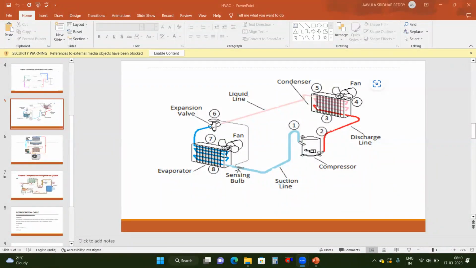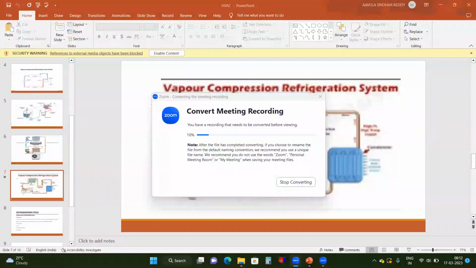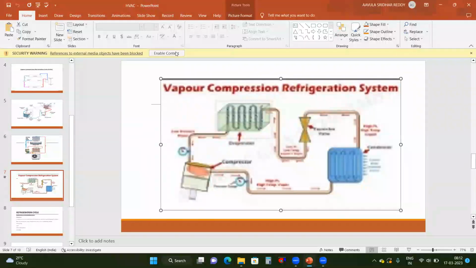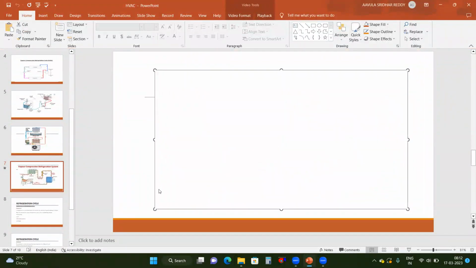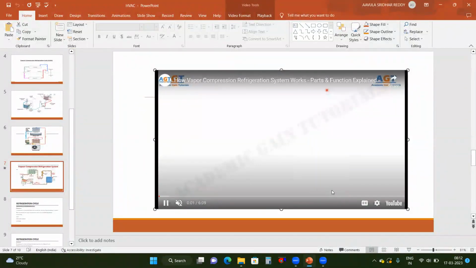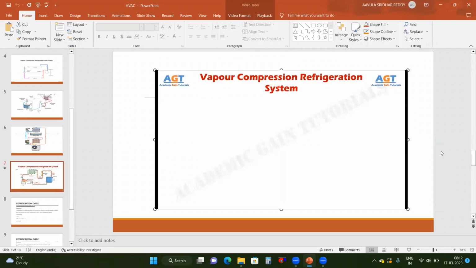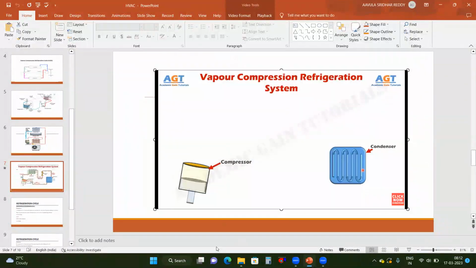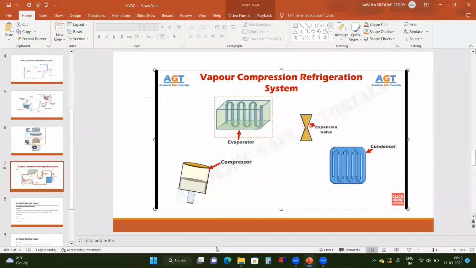So, continue. We have a video here, so you can easily understand this. I'll open this video. So this is a compressor, condenser, expansion, and evaporator.